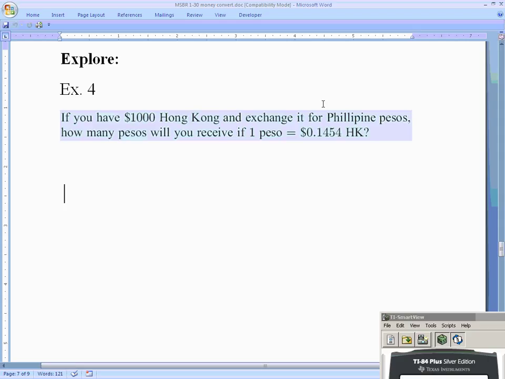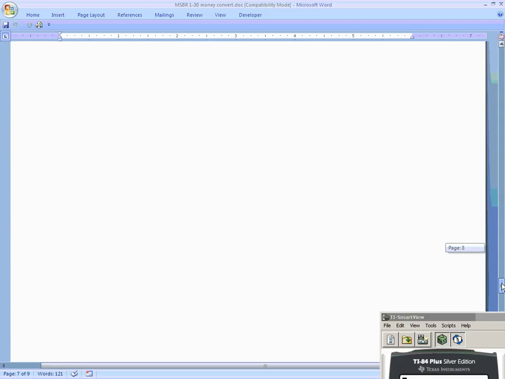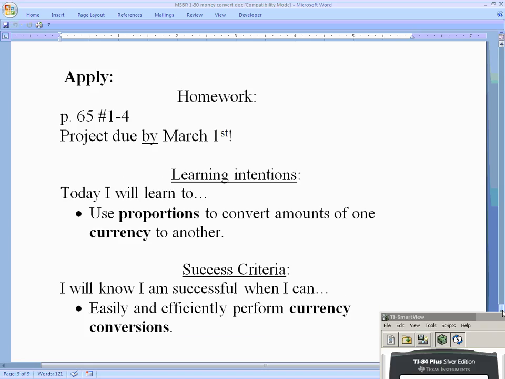All right, so that is currency conversion. For many of you, this has been a review. Again, be very careful about dealing with your units.